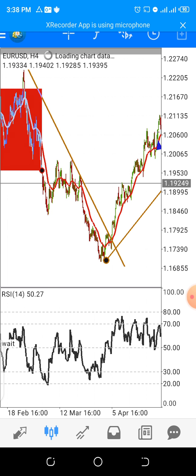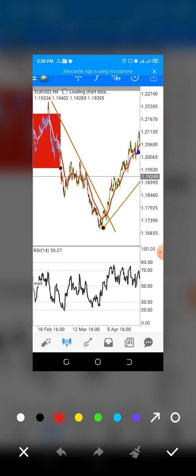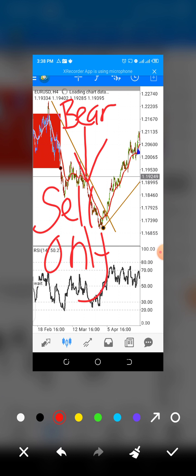These are actually the bears. The bear animal is represented by a downward-headed character. The bear faces down. So if the market is becoming bearish, all you need to do in this market is keep selling only. So how do you sell? You look for selling opportunities.